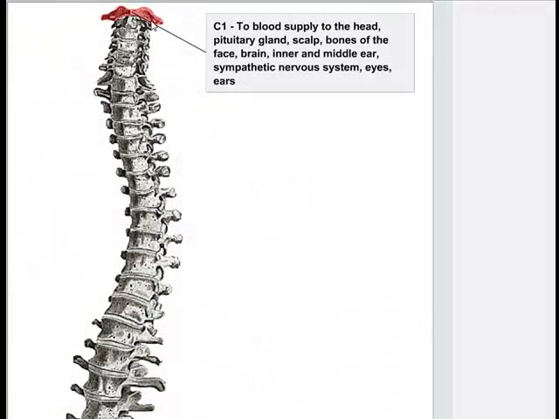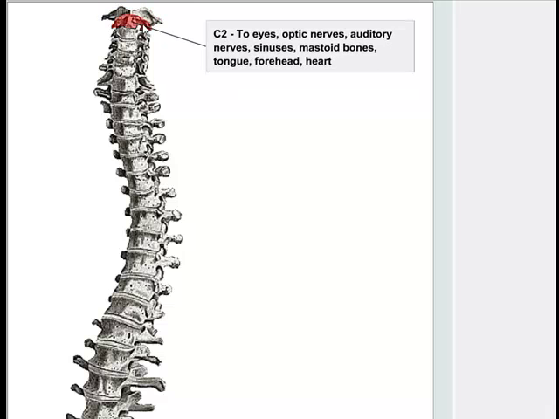Okay, so here is another little picture of the C-spine all cut away, just to give you an idea. I'm just going to quickly go over each vertebra. Now, C1, this is the main thing, right? If you have damage here, it's going to affect the head, the scalp, bones, face, the brain, sympathetic nervous system, eyes, and the ears. C2, you're talking about the eyes, optic nerves, sinuses, mastoid bones, tongue, forehead, and your heart.